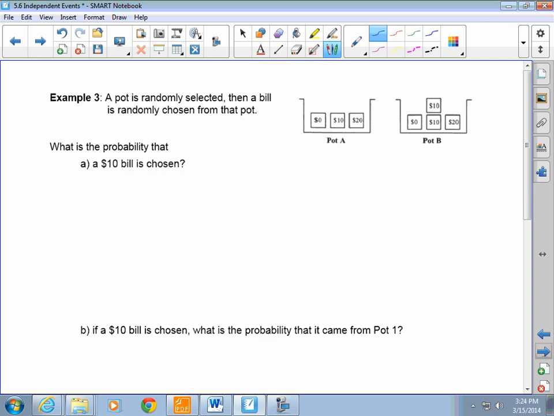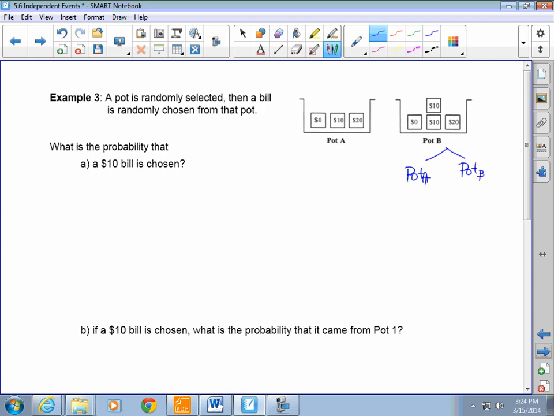Example 3 says a pot is randomly selected, then a bill is randomly selected. So it's not saying you have to get one from pot A first and then pot B. You could do pot B first and then A. So it says, what is the probability of getting a $10 bill? This time, I have to select pot A or I have to select pot B.